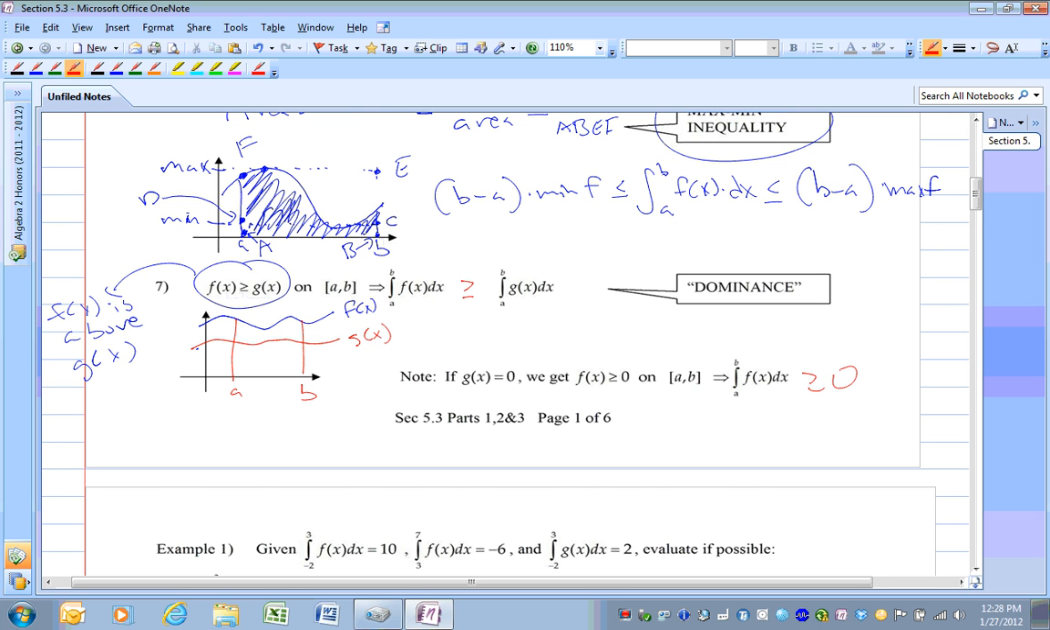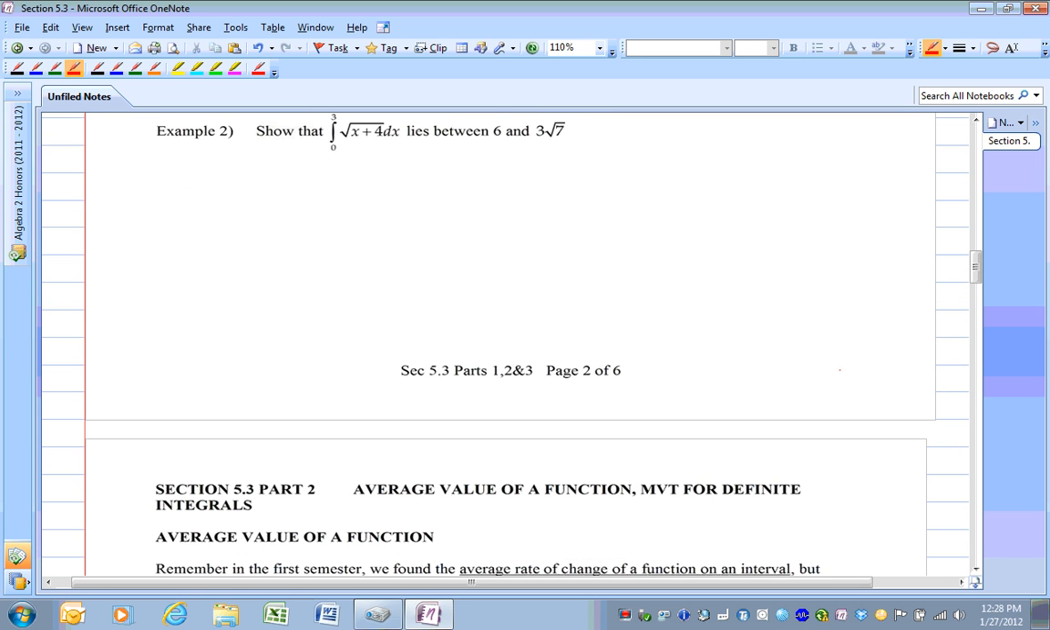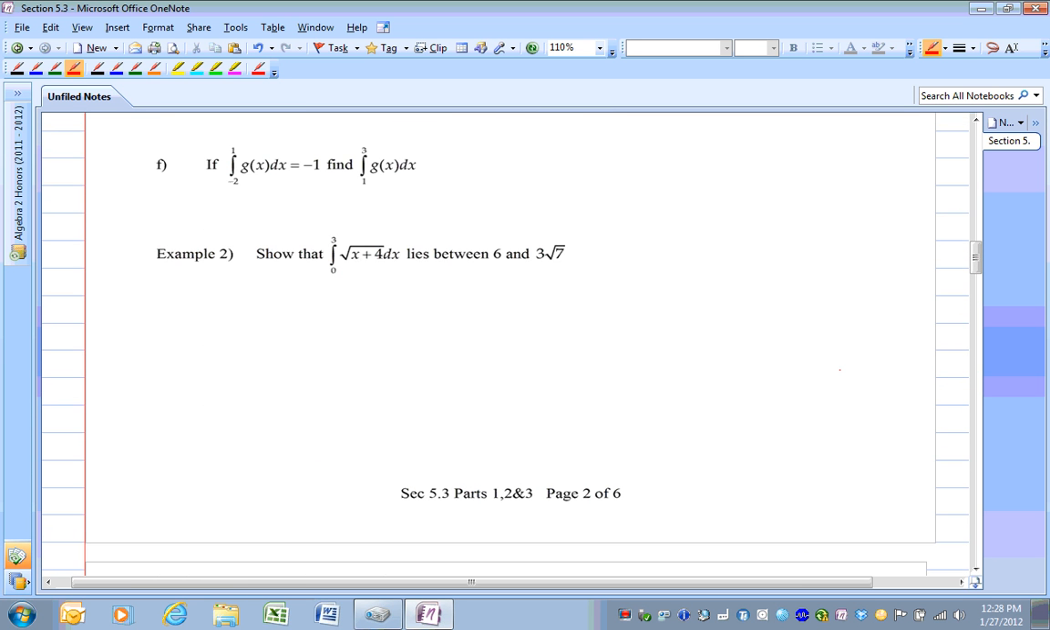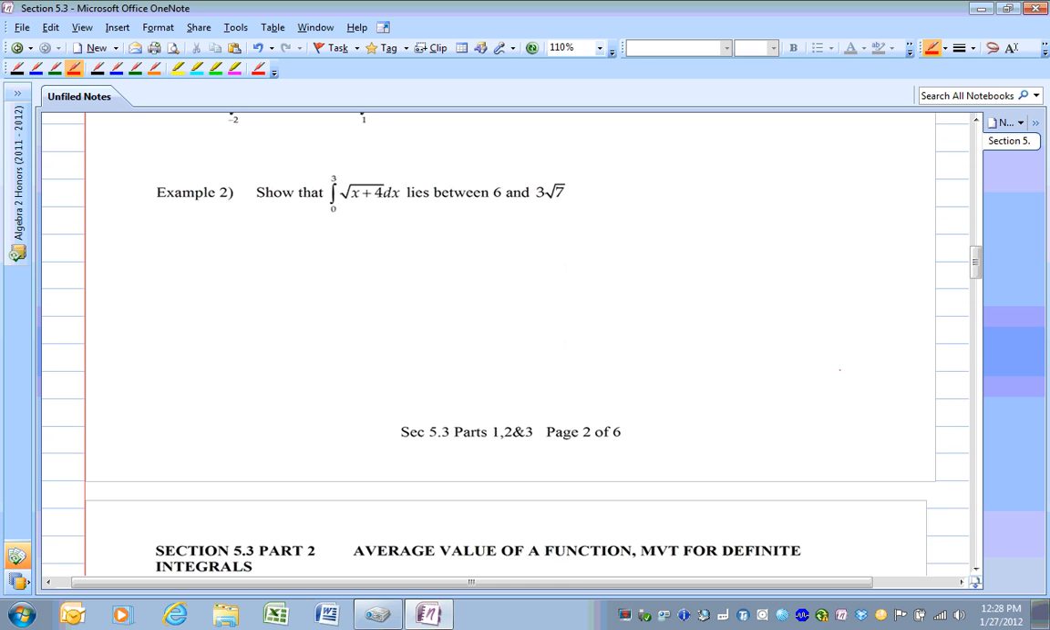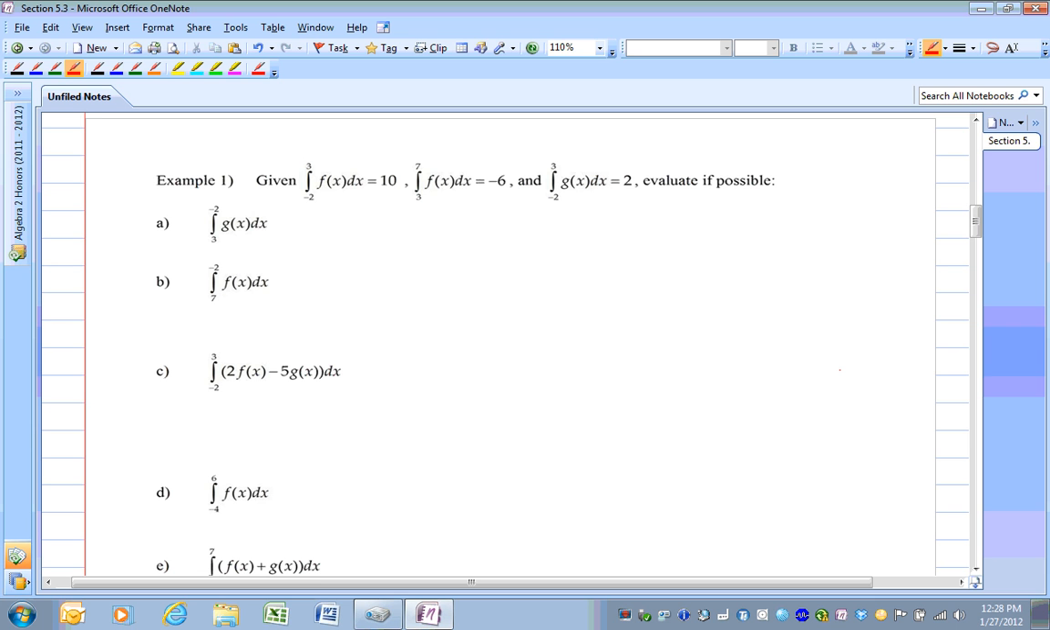Let's keep moving. So now I'll do some examples. I'd like to see if we can finish this page, and I'll probably just stop there. Yeah, because next one's part 2. I'll save that for Monday. All right. So what we can do now is using these properties, we can evaluate each of these.